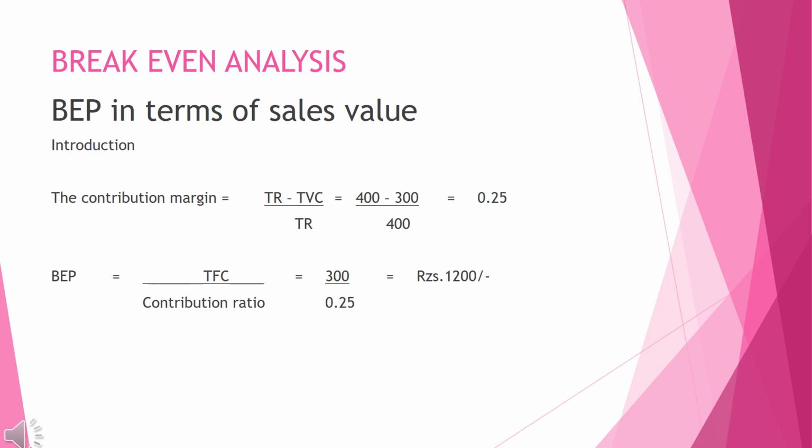The contribution margin equals total revenue minus total variable cost, divided by total revenue, that is equal to 0.25. The break-even point equals total fixed cost divided by contribution ratio. Fixed cost 300, contribution ratio 0.25. The firm illustrated attains a break-even point when its sales are rupees 1200. The result can be checked by finding out the total variable cost and total fixed cost where the total revenue is rupees 1200. Thank you.